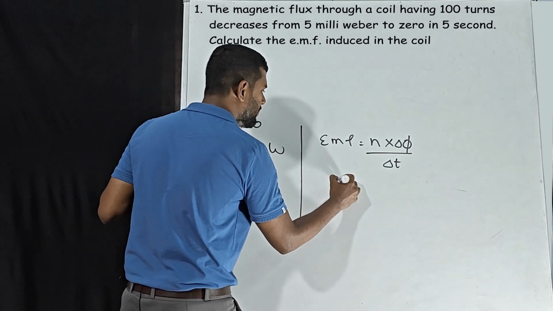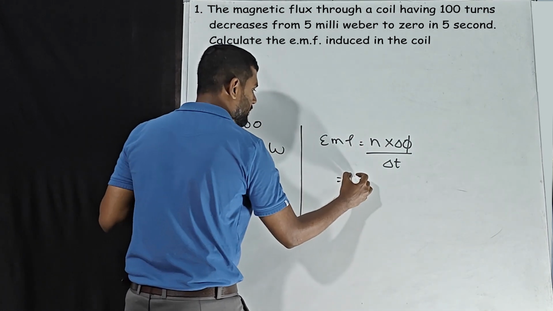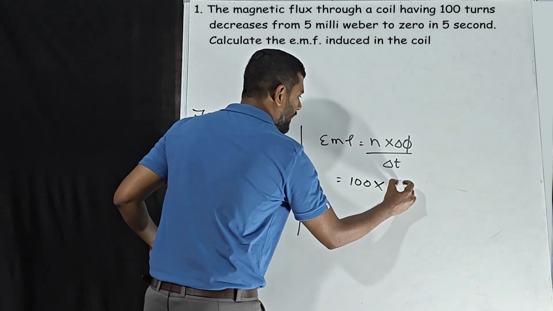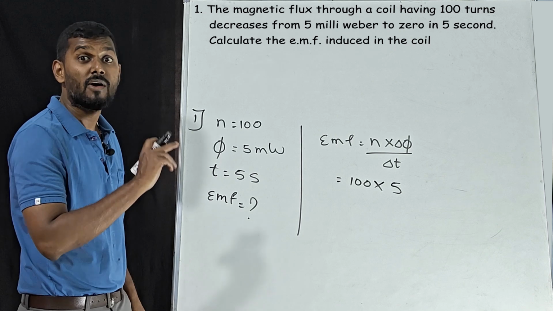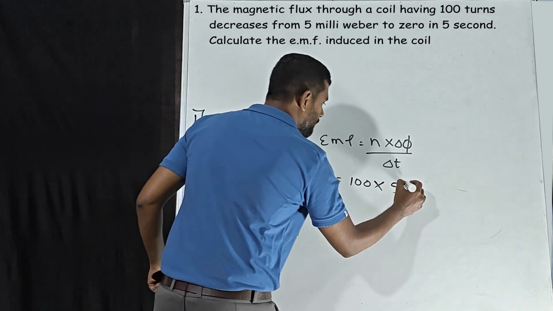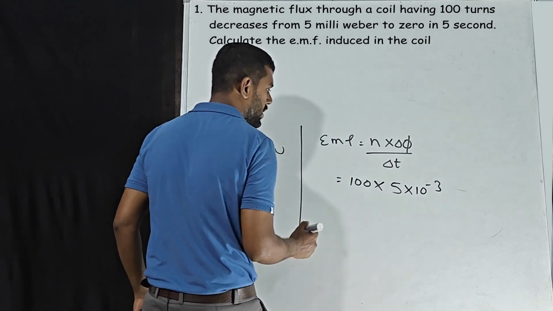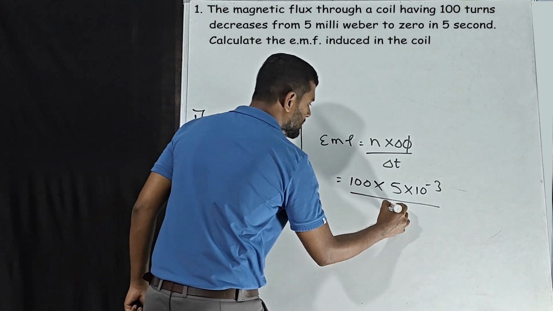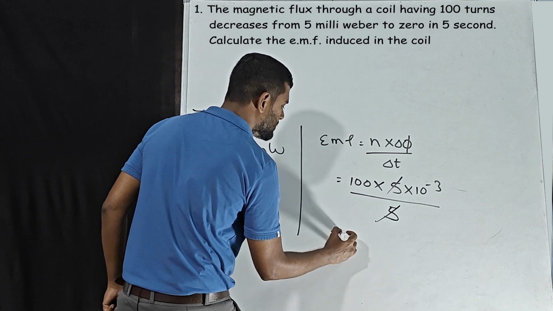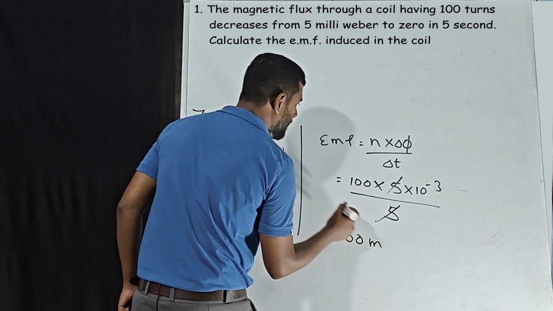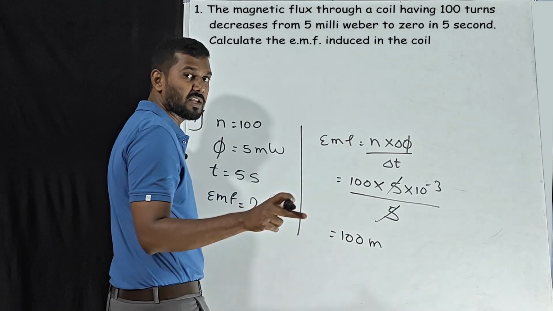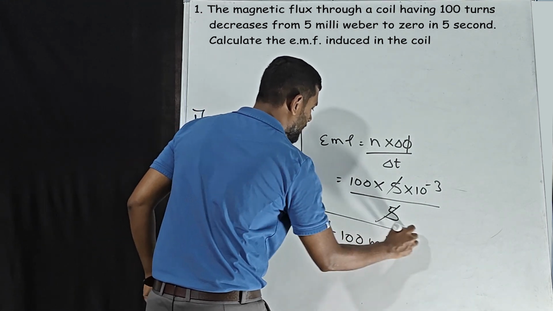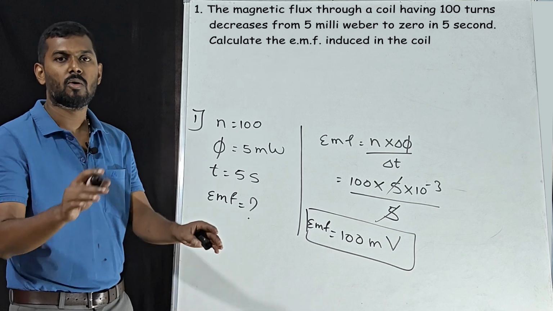So EMF is equal to N, which represents the number of turns, 100, into 5 milliweber. If we write just 5, it is correct, right? 5 milli means 10 power minus 3, divided by time. Delta T is given as 5 seconds. 5 gets cancelled, so it is 100 milli. What are we finding? EMF is nothing but voltage. So EMF is equal to 100 millivolts.